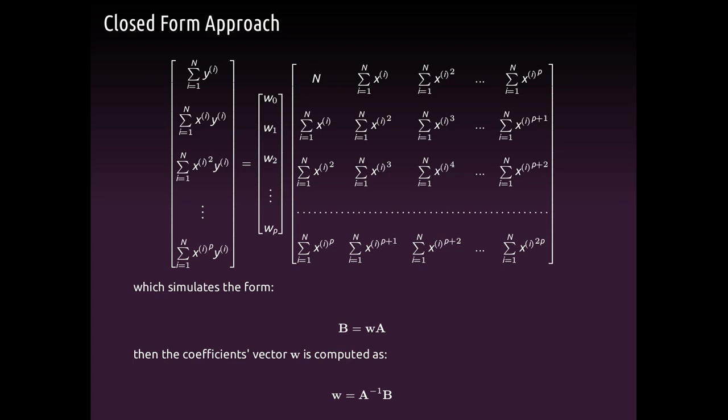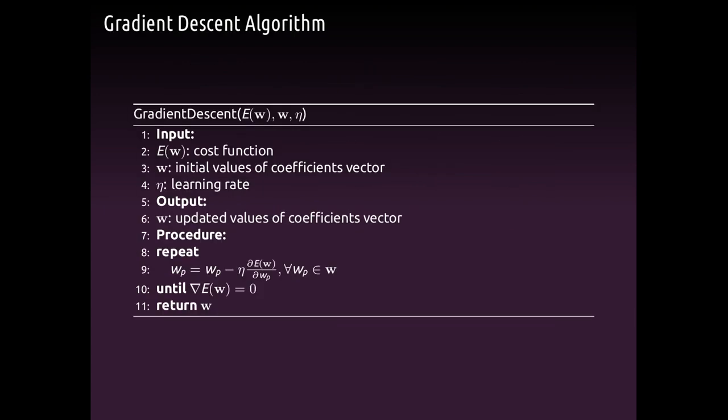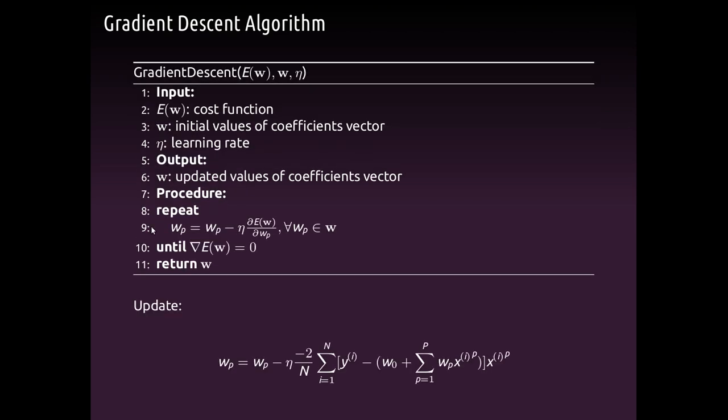So this is the way we can calculate the list of coefficients in order to find our nonlinear model in a closed form approach. Moving to the gradient descent algorithm, we use the same gradient descent algorithm we have used and talked about when we were talking about the linear regression topic. It has the same structure. The only difference here is regarding the update step, which is represented here in the 9th step of the algorithm.